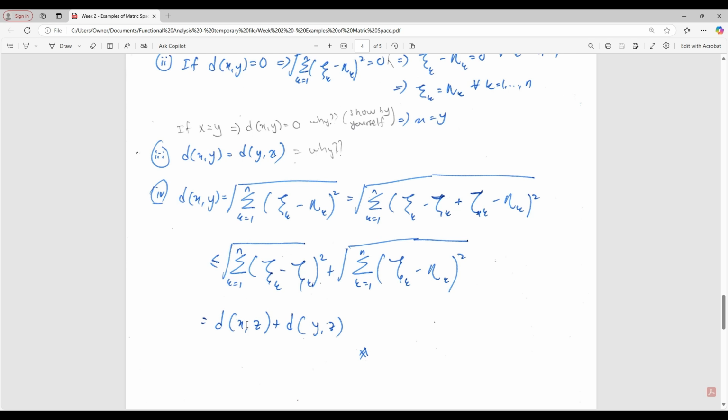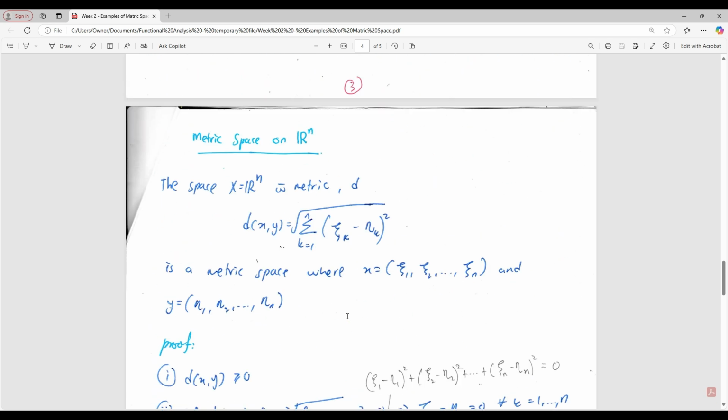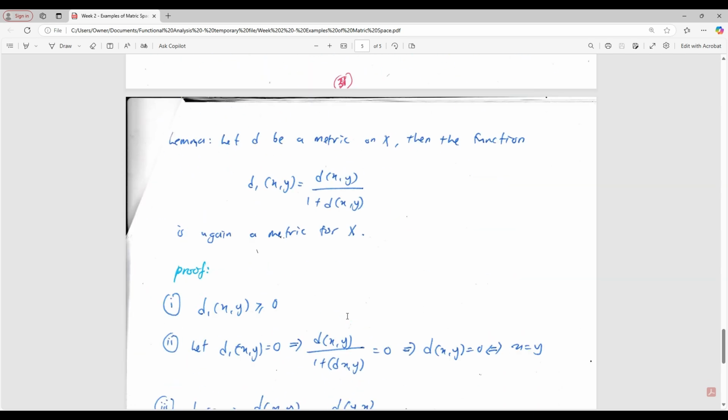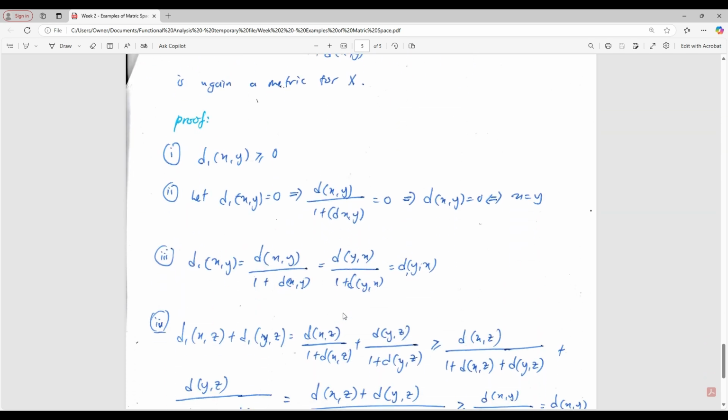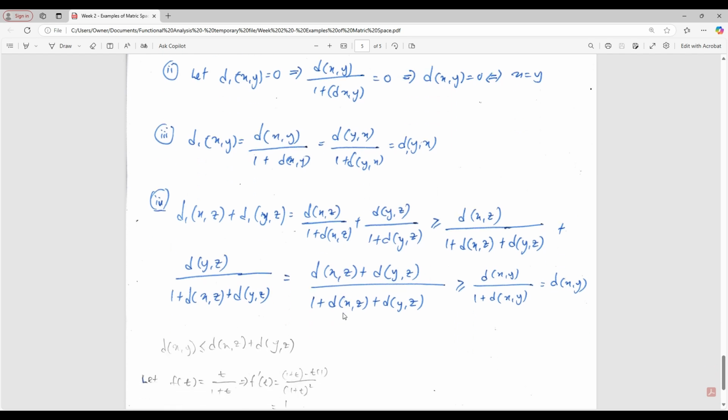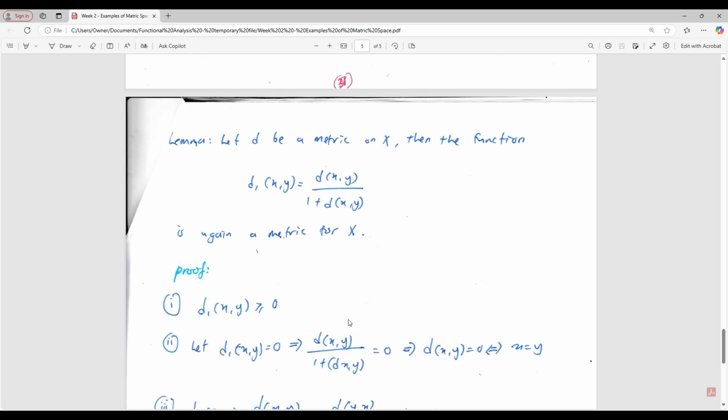So this part and this part is actually what we define here. So it is the matrix of x to z, and this is actually the matrix of z to y. So we already proved the triangle inequality for this matrix space. Okay, so the last one is that we have a lemma here. So let D be a matrix space on X, then the function.